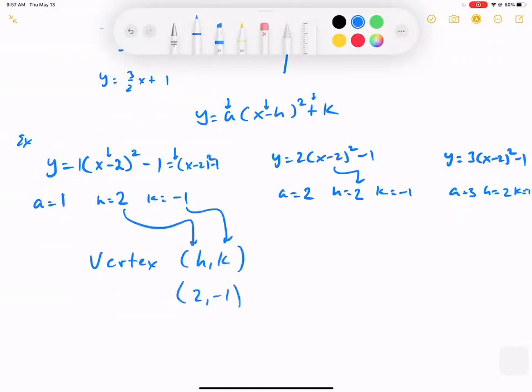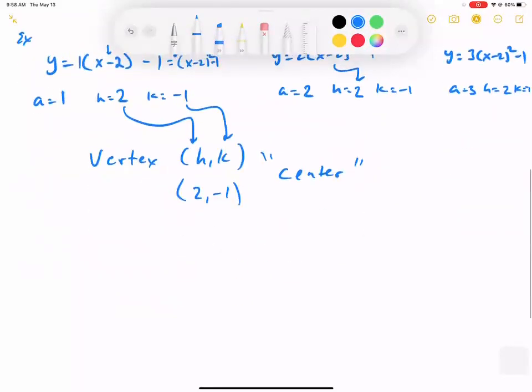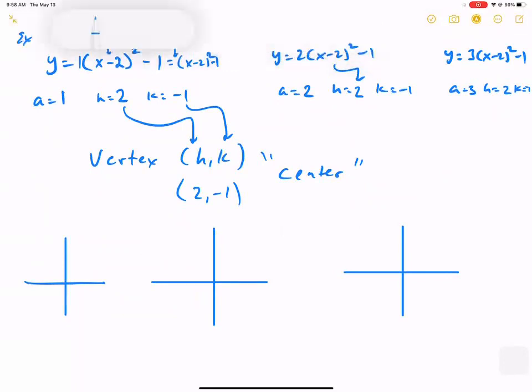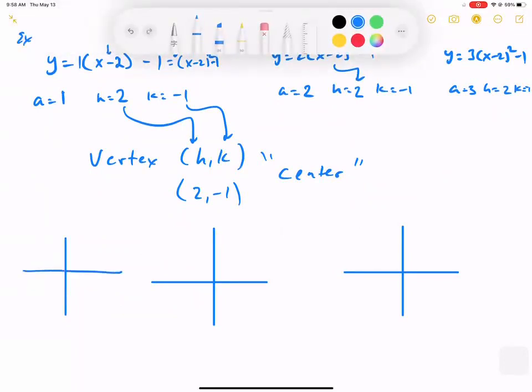And what does that translate to on the graph? That's the center of the graph, right? That's where the parabola meets. So great, let's go ahead and start graphing this, and we'll draw 3 graphs here. Okay, so for the first one, take a look at the vertex: it's 2, negative 1. And 2, negative 1.